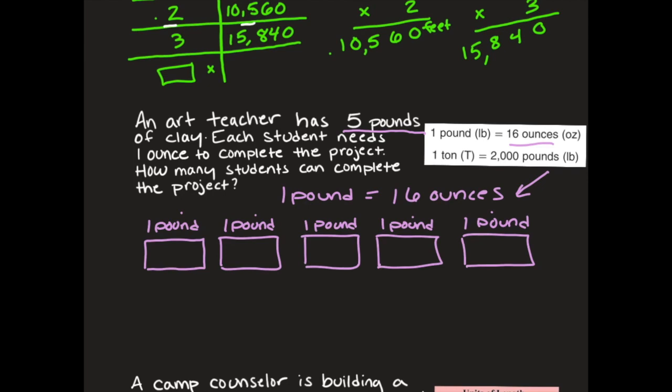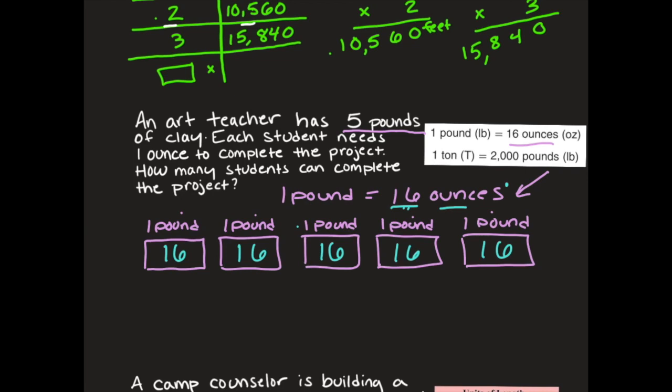So 1 pound, and we just said equals how many? 16. 1 pound equals 16 ounces, right? Again, 1 pound, 16. So now I have a couple different ways that I could figure this out.